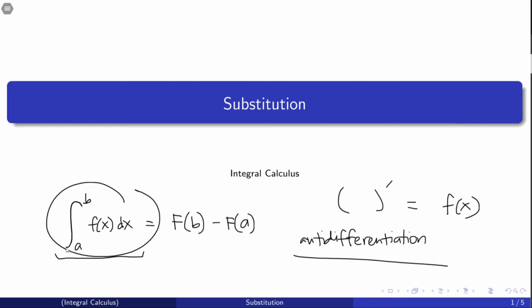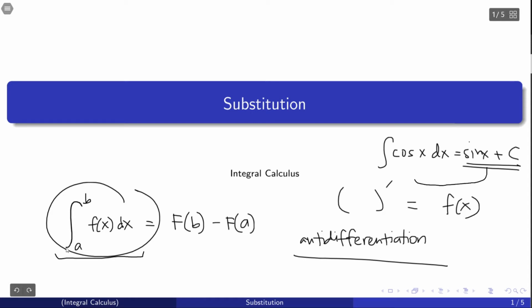And while we had that list of integrals before, for instance, we know that the integral of cosine x dx is equal to sine x plus c. Right? So this is the general family of antiderivatives of cosine x, because any function of this form, when you take the derivative, will give you cosine back.